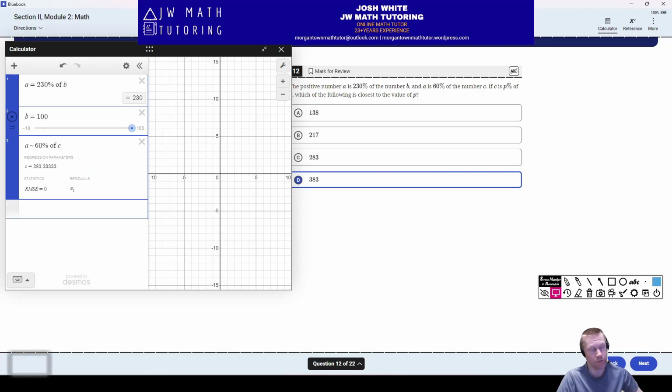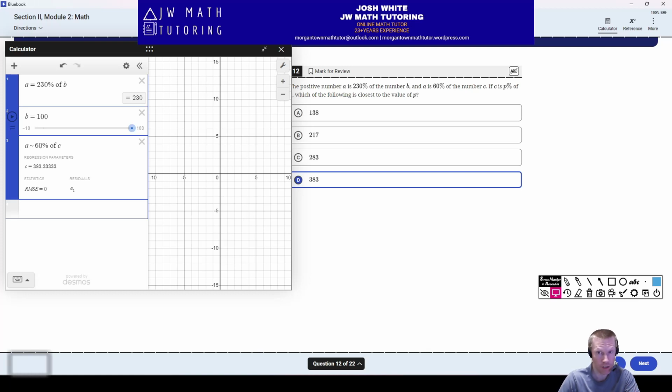The reason I do a regression is because that will find the value of C in order to make this statement true, based on the value of A that it's grabbing from the first statement, which is based on the value of B of 100 in the second statement. Now, when I do that, notice I have the correct answer for C. The answer for C right now is the 383. It's the answer to the problem.